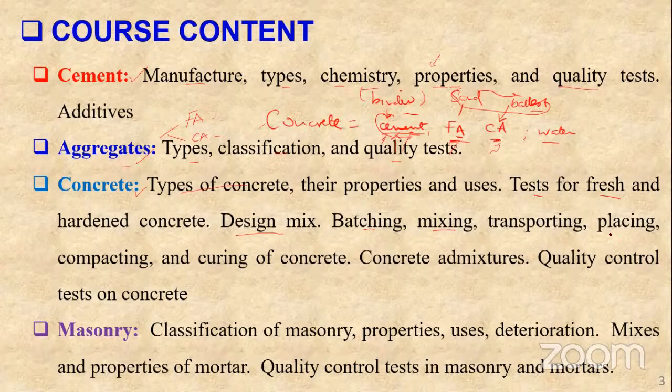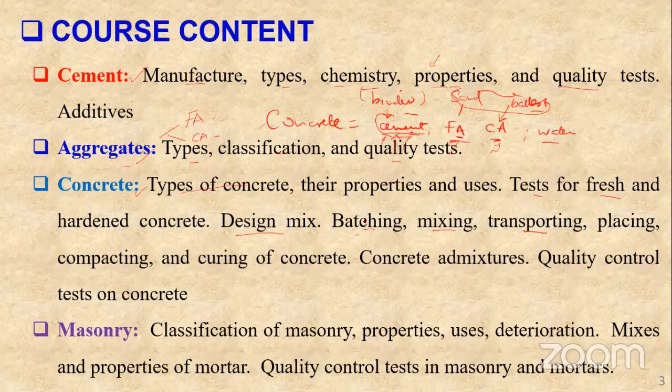Then mixing procedures, how to transport, because in mixing, transporting, placing, compacting, and curing, you can mess up the quality of your concrete at any of these stages. You bought expensive cement, you have good quality aggregate, but in the way you are measuring and batching, the way you are mixing, the way you are transporting, you may find there is segregation, there is separation of coarse aggregate from the cement slurry, okay?